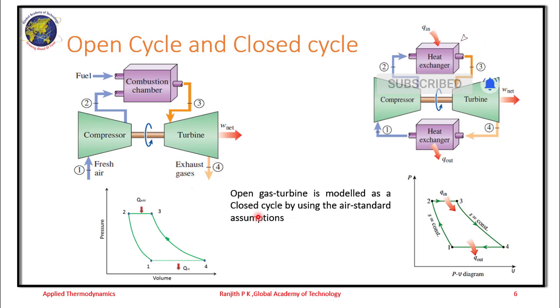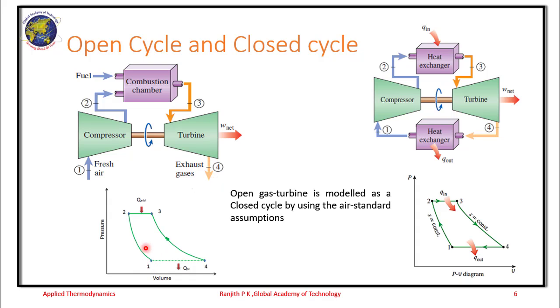In an open cycle, we have three components: the compressor, the combustion chamber, and the turbine. The fresh air is compressed in a compressor and supplied to the combustion chamber. The fuel is also supplied to the combustion chamber, and when the fuel comes in contact with the compressed air, combustion occurs, and this combustion leads to liberation of hot gases. These hot gases are made to pass through the turbine, and the net work is extracted here. The exhaust gases are then let out into the atmosphere.